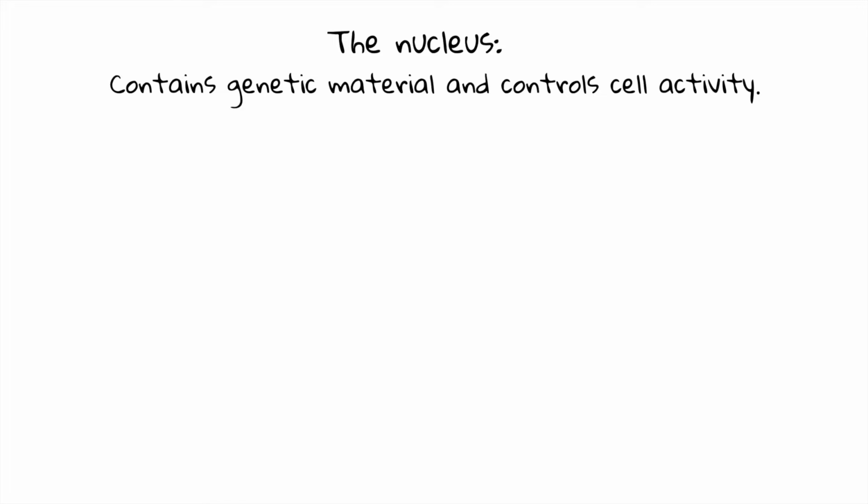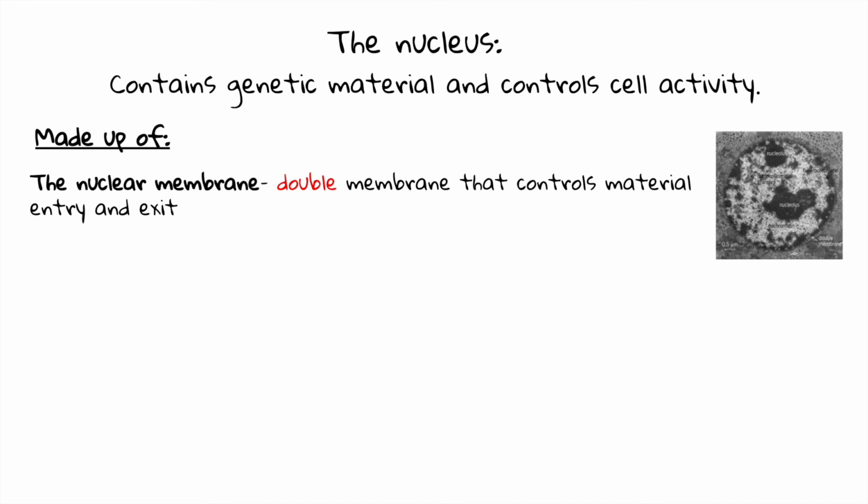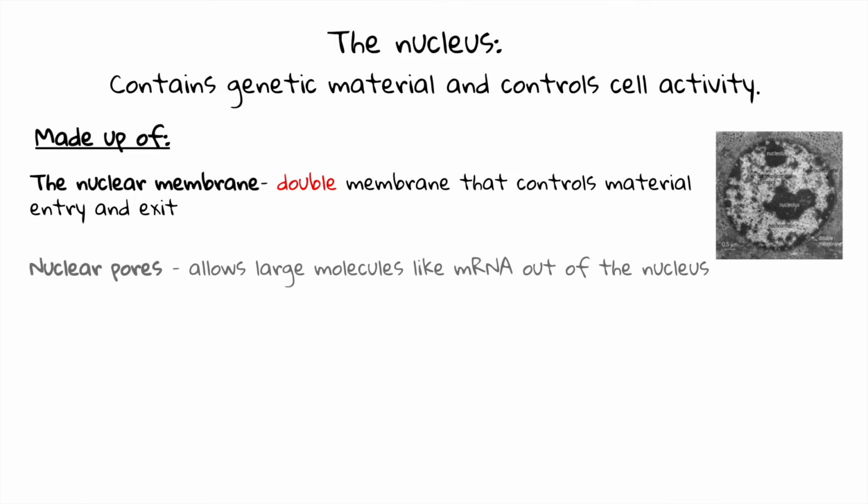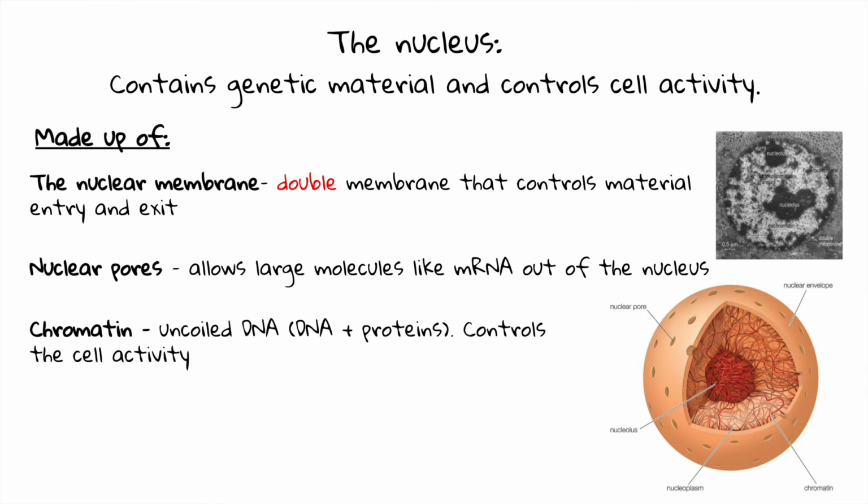It contains genetic material and controls cell activity, the same as you knew in GCSE. It's made up of the nuclear membrane, which is a double membrane that controls material entry and exit. It's kind of like the cell membrane, but a bit smaller, obviously. It has nuclear pores that allow large molecules like mRNA out of the nucleus. And it has chromatin, which is uncoiled DNA. It controls the cell activity.